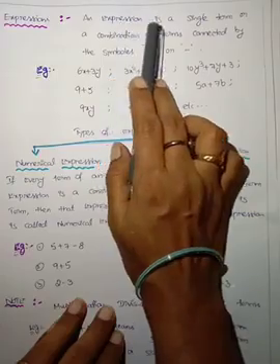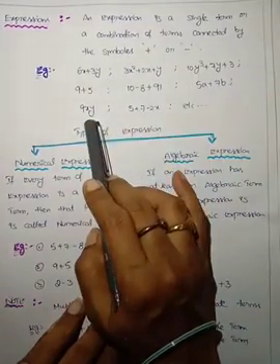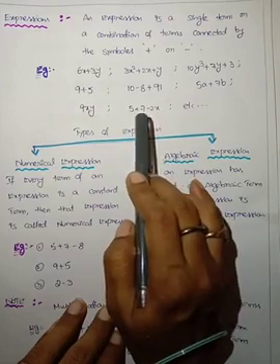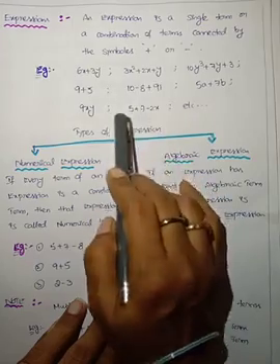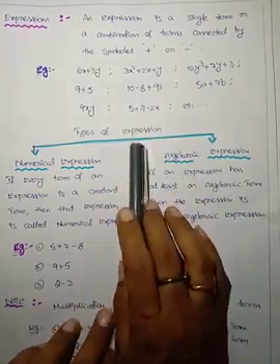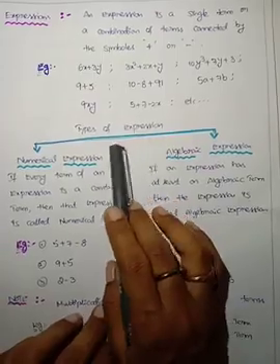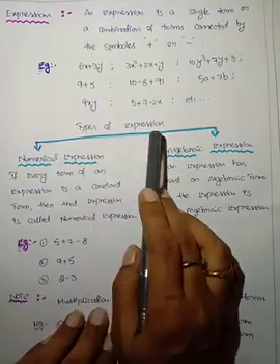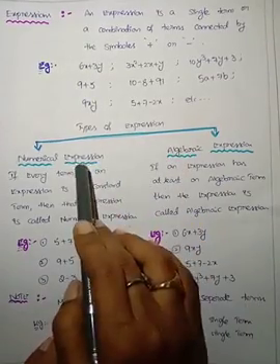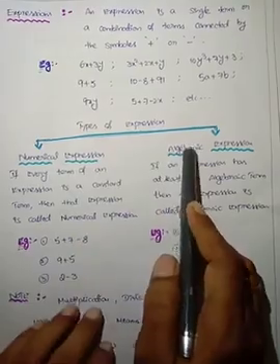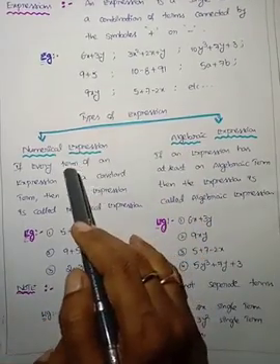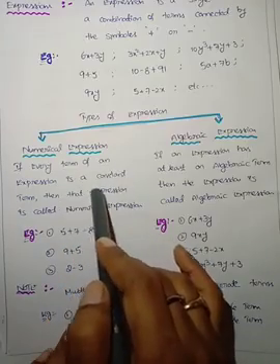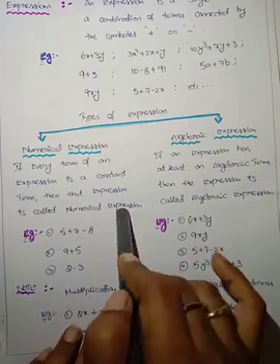An expression is a single term. A single term is also an expression, or a combination of terms connected with addition and subtraction is also called an expression. Again, these expressions are of two types: numerical expressions and algebraic expressions. What is the numerical expression? If every term of an expression is a constant term, then that expression is called the numerical expression.